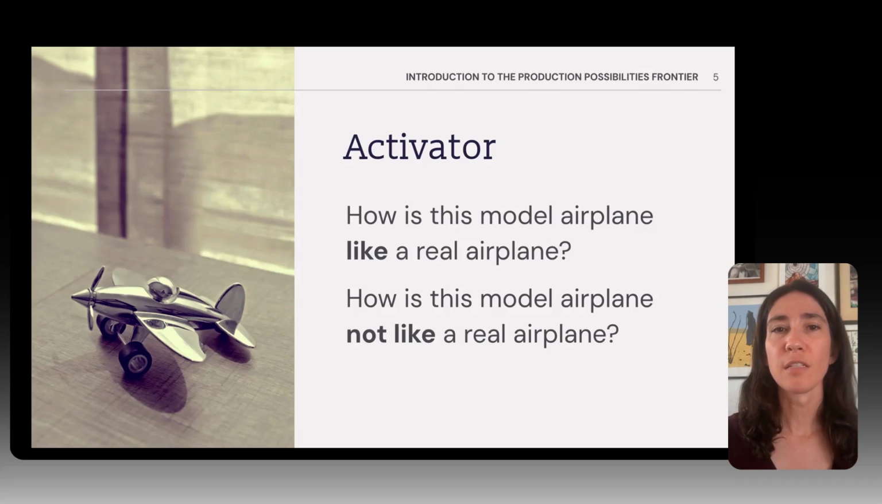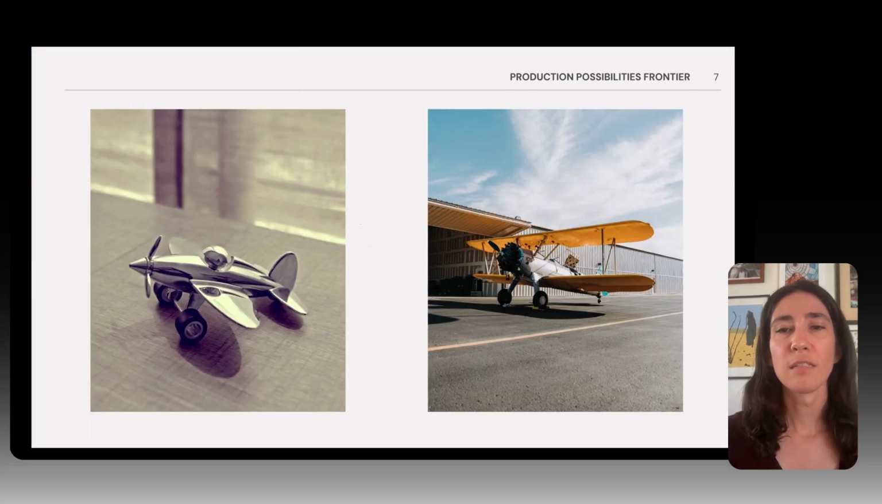The activator starts by asking, how is this model airplane like a real airplane, and how is it not like a real airplane? If you like, you could bring a model airplane with you to class to hold up during this part. And this is just a good way to start a discussion about how economists use models and how they're helpful for communicating ideas and understanding behaviors.